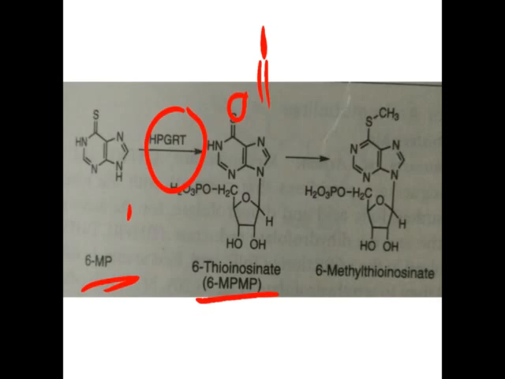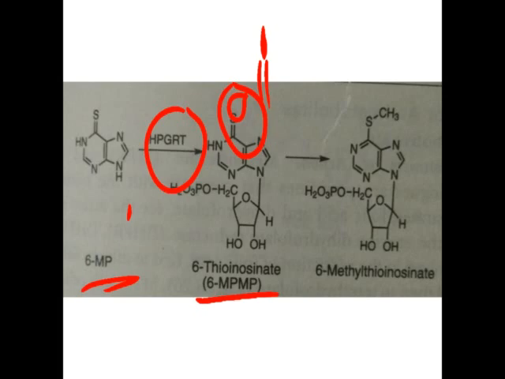So instead of the double bond O there is sulfur, so it is called 6-thioinosinic acid. Inosinic acid is responsible for the conversion into adenylic acid as well as guanylic acid. But due to the presence of this thio group, it does not convert into adenylic acid or guanylic acid. So there is no synthesis of adenine and guanine nucleotide bases. As there is no synthesis of these, they will not enter the DNA or RNA synthesis. So it inhibits the synthesis of DNA as well as RNA.